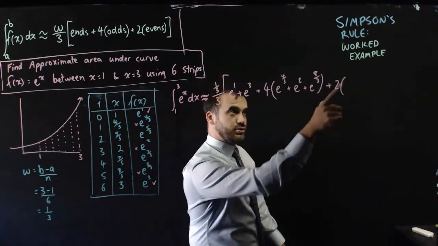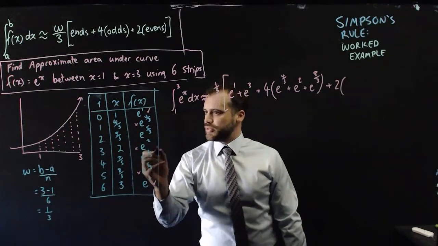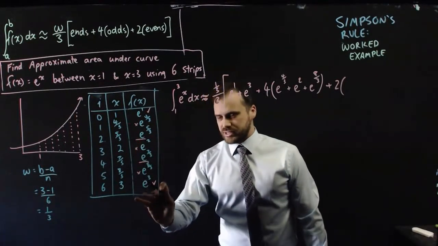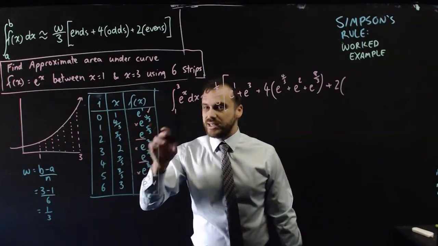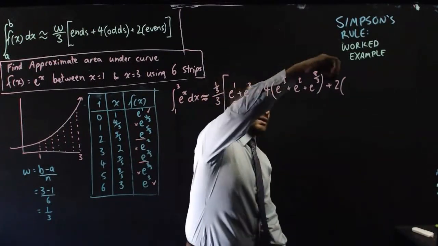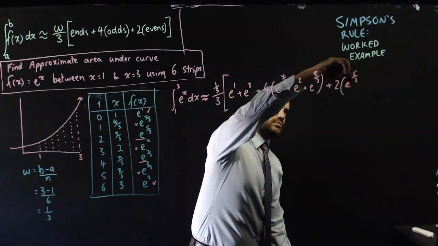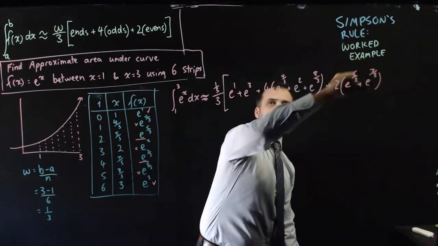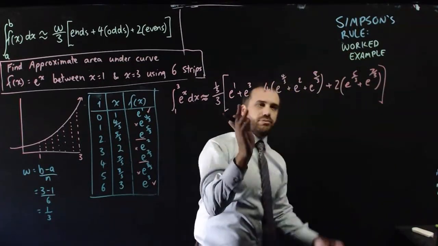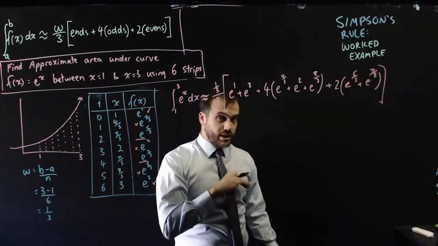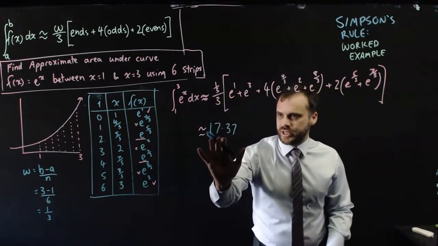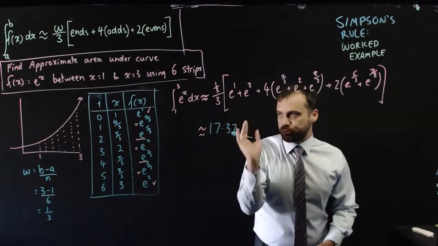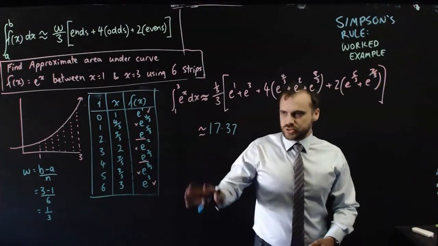Finally, we have 2 times the sum of the evens. Where are the evens? This one's an even and this one's an even. We don't include our last value as an even. It's only the inside evens. So e to the 5 over 3 plus e to the 7 over 3. Okay, and make sure you close up your bracket there. Okay, we are done. Type it into your calculator, you get an answer of 17.37 approximately. Remember, this is an approximation. That's Simpson's rule in a nutshell.